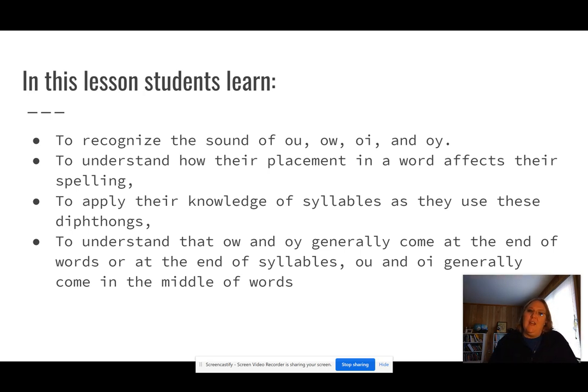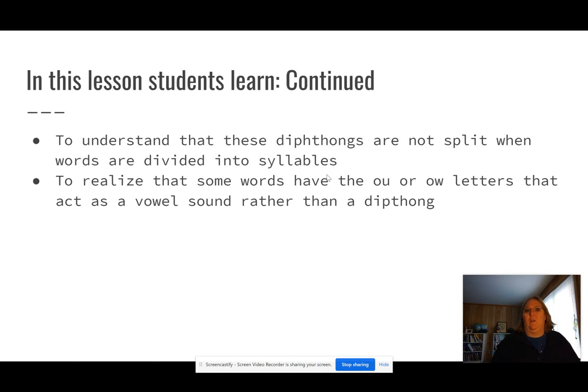And we're going to understand that OW and OY generally come at the end of words or at the end of syllables, and OU and OI generally come in the middle of words. And we say generally because it's most of the time. It's not all of the time, but it's for the majority of the time when it comes to our spelling words. In this lesson, we're also going to learn that diphthongs are not split. That means they don't separate away from each other when words are divided into syllables.